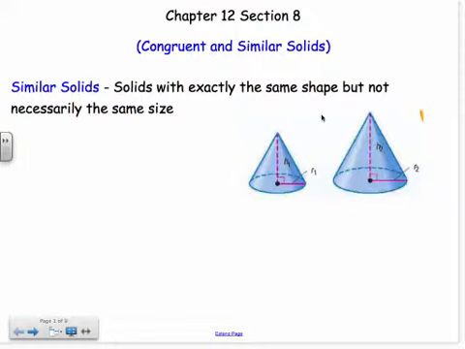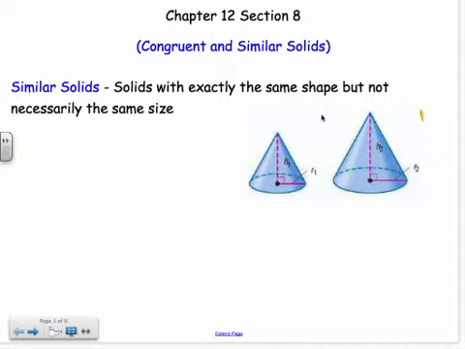Looking at congruent and similar solids. We spent plenty of time talking about congruent and similar polygons or two-dimensional shapes. And now since we're in the three-dimensional unit, let's talk about it with our solids here. Similar solids are very similar, no pun intended, to our similar polygons or similar two-dimensional shapes.